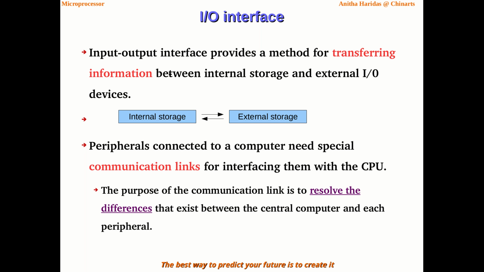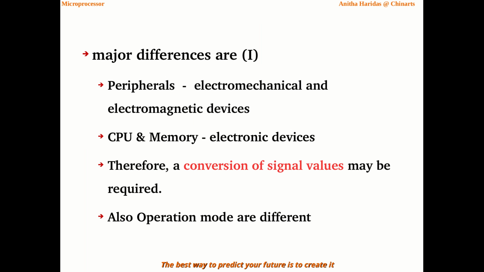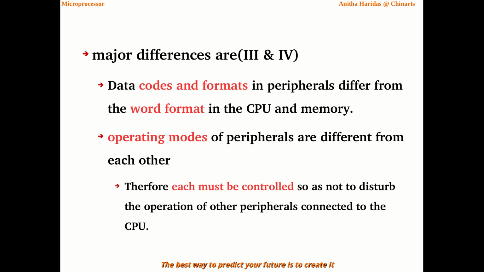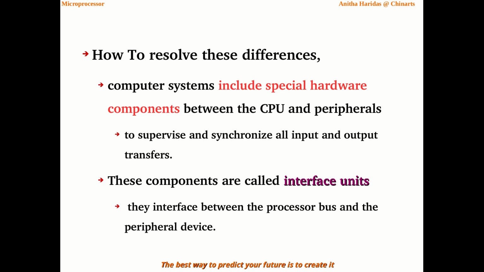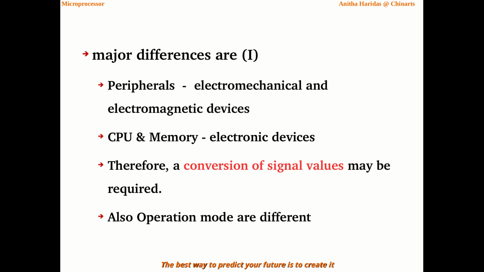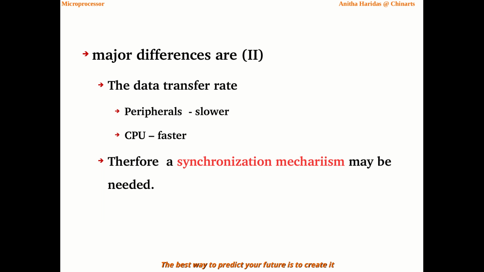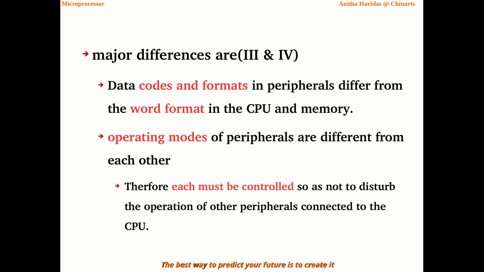We have already discussed what is the importance of having input-output interface. What are the four major differences that makes the input-output interface unit an important component of a computer? We have seen to resolve these four major differences, such as the different types of devices being connected, the different data transfer rate, the different code and formats, and the different operating modes.